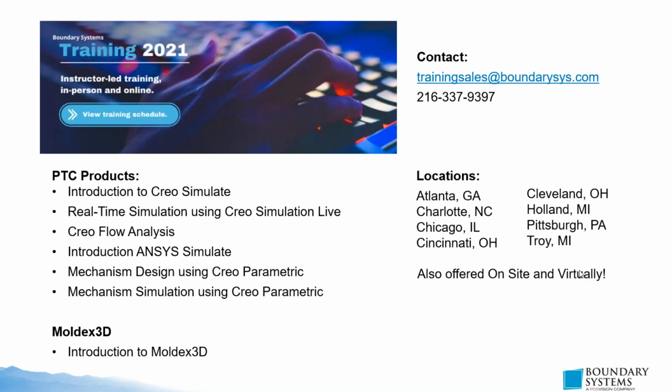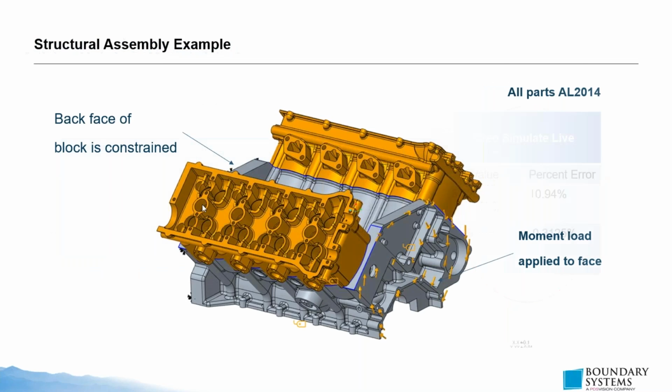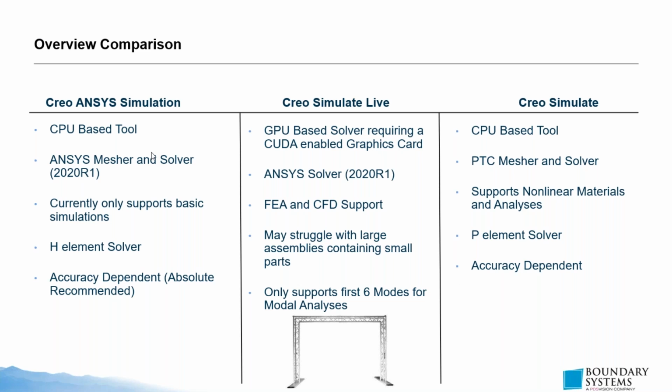Another question I see is, are the tools available on the screen available in Creo 5? If I come back to the top, Creo ANSYS Simulation is available only in Creo 7.0.2 and later. So Creo 8 is coming out soon. It's available there, and it will be in future releases. Creo Simulate Live is available in Creo 4, 5, 6, 7, and will be in 8, and so forth. So it is available in Creo 5. Creo Simulate is available in all builds of Creo that are released to the public, so Creo 1 through the current build.